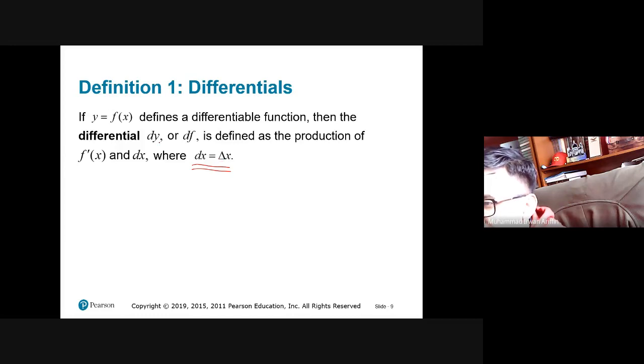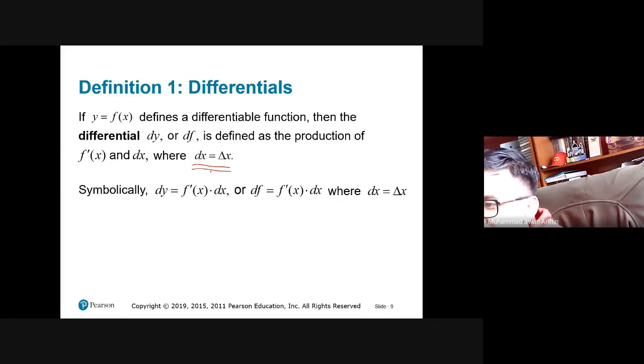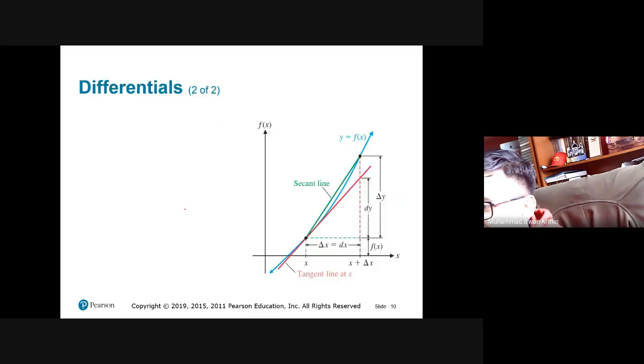Okay? It is just that the differential dy will be a good approximation of delta y, of the change in y, provided that delta x, the change in x, is very small. Okay, this all sounds a bit technical, but I hope the example later on will clarify things easily. So let's just try to understand the concept graphically.